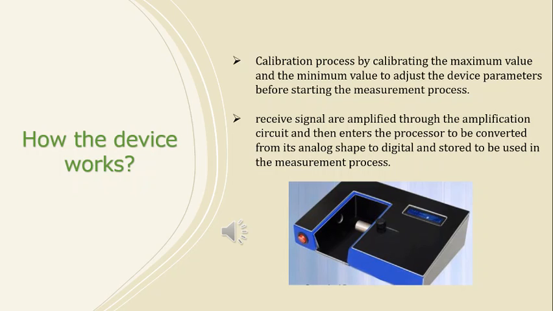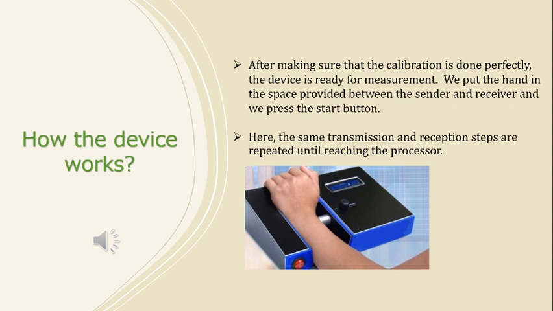The second piece represents the maximum value. We press the maximum button. So the device performs the same steps as the previous process, but stores the resulting value in a variable that expresses the maximum value. If there is a calibration error, an error will appear on the screen. After making sure that the calibration is done perfectly, the device is ready for measurement.